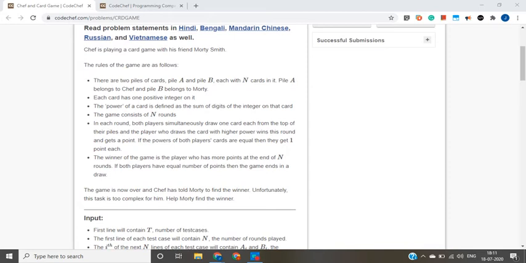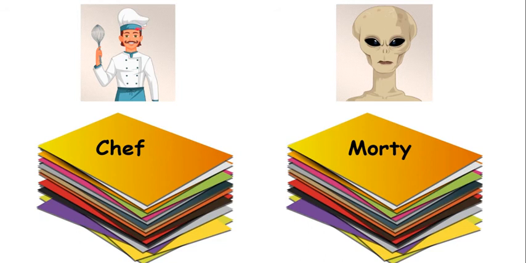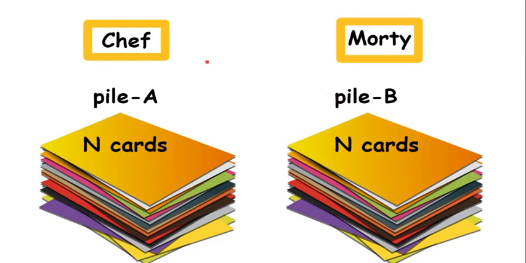So basically, there are two piles of cards, that is pile A and pile B, and in each pile, there are n cards. It is given that pile A belongs to Chef, whereas pile B belongs to Morty. So let's see it in easy terms. Now let's get started with the Chef and card game. Basically we have Chef and our friend Morty, and they both have piles of cards, right? Pile A belongs to Chef, whereas pile B belongs to Morty. In each pile there are n cards.